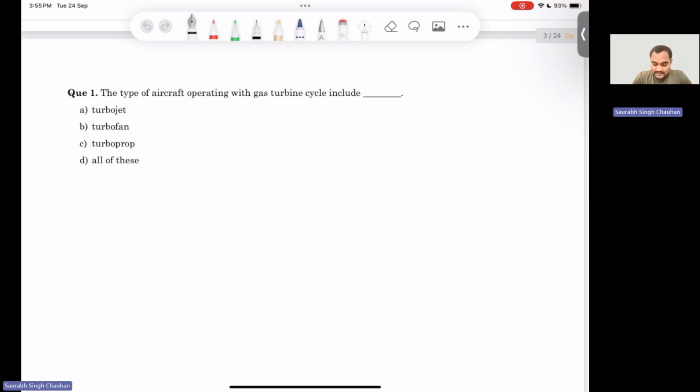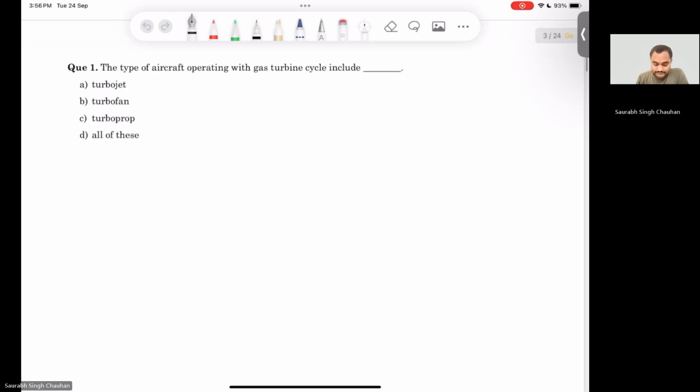Question number one says the types of aircraft operating with gas turbine cycle include turbojet, turbofan, turboprop, or all of these. So we have to tell what the types of aircraft are which operate on a gas turbine cycle. Let us see all these options one by one. Turbojet, yes, there are some aircraft which work on the turbojet engine. Some work on turbofan engine, some work on turboprop engine. So all of these options are correct.